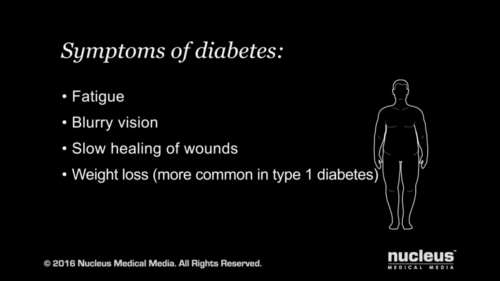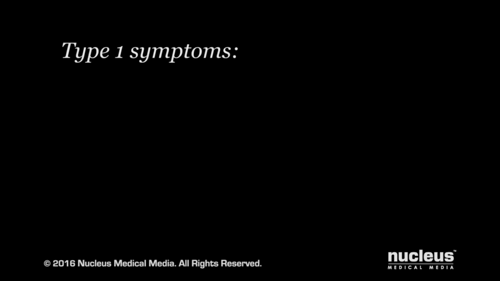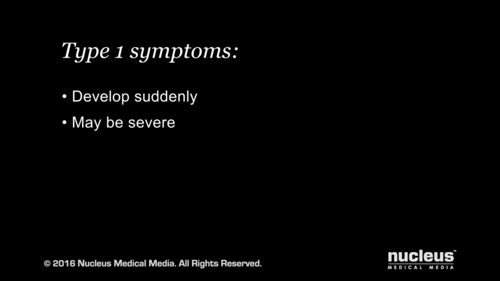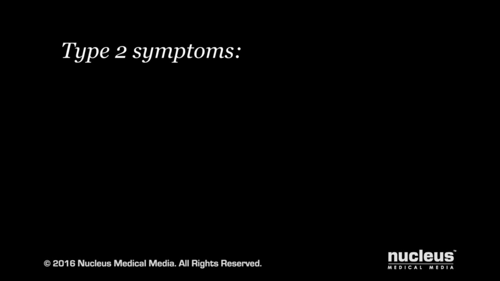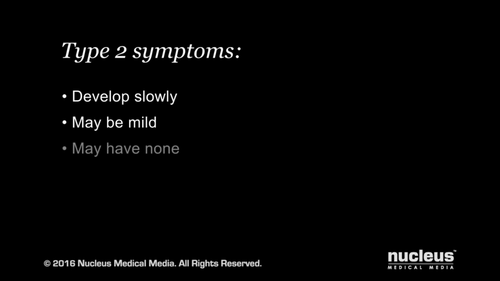People with type 1 diabetes may also experience weight loss. Symptoms of type 1 diabetes usually develop suddenly. They may make a person feel very ill. On the other hand, symptoms of type 2 diabetes usually develop slowly. They may be mild enough so they are hard to notice. Some people have no symptoms.